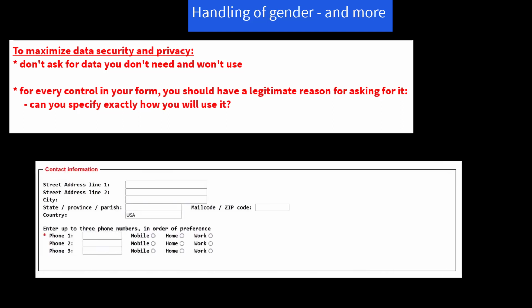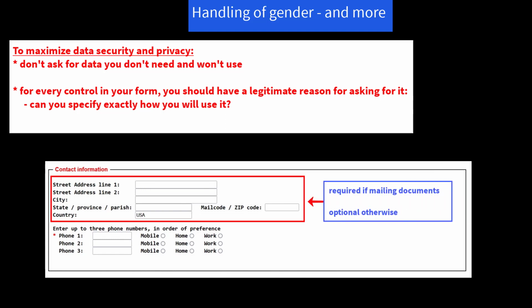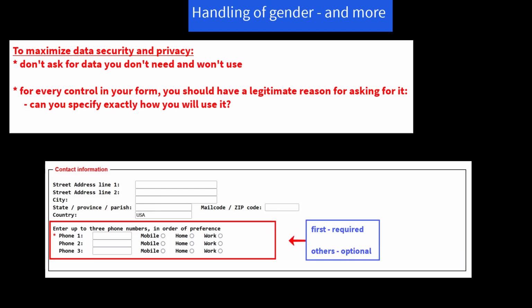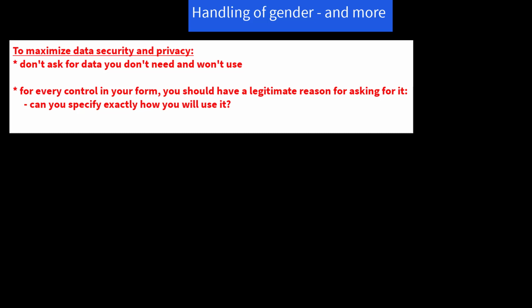For contact information, the street address. If you'll be mailing tickets or other documents to the applicant, then this will be required. But if you don't need it, don't ask for it. Phone number. Here I've set it as required to have at least one phone number. This is useful for calls or texts, especially if there's a quick change in plan. Additional phone numbers are optional.